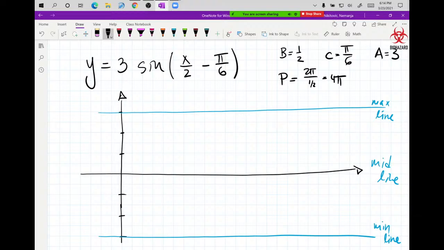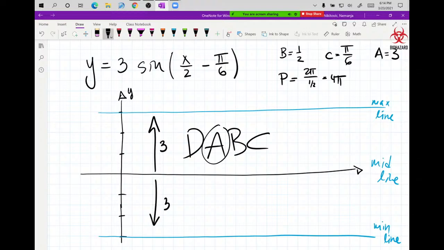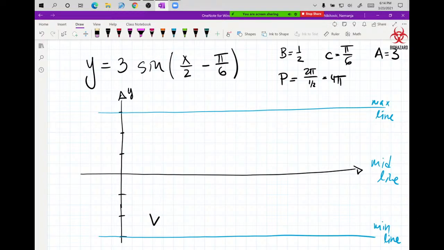And from midline, you measure A. So that's why it's D, A, B, C, right? Remember that I had that order? Because you graph D first. If you have a value for D, that's your midline. And then you measure amplitude away from the midline, in this case, 3 each way, which is how I put the blue guidelines, max line and the min line. And then you start messing with the B and C.